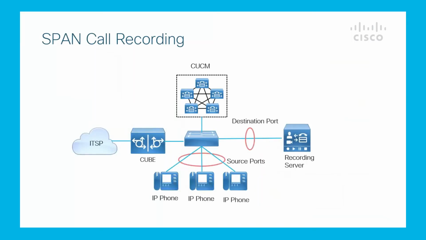The first one we're showing is SPAN, Switch Port Analyzer. SPAN mirrors traffic on one or more source ports or VLANs to a destination port in a network. There is no specific configuration required on CUCM for this, since CUCM is not aware of this kind of recording.